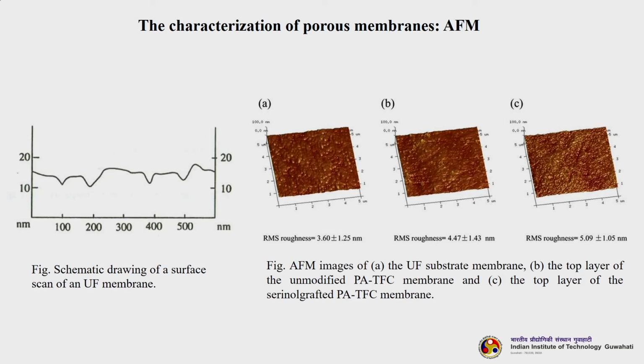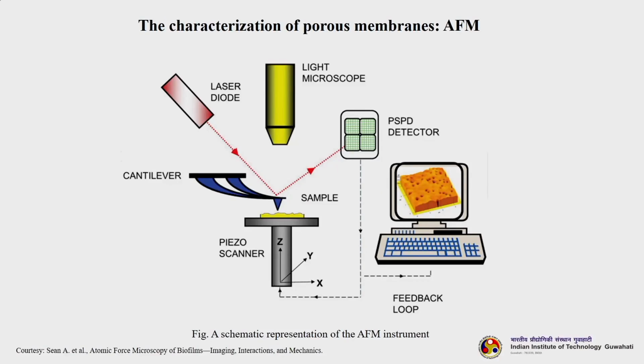You can see on this side the schematic drawing of a surface scan of an ultrafiltration membrane. In this particular image, there are 3 images showing the AFM images of an ultrafiltration substrate membrane, this one A. Then B is the top layer of the unmodified membrane, and C is the top layer of the serinol grafted membrane. If we make it a little bigger, we can understand it a little better. However, we can understand from the image that there are distinct features which can be noticed for different types of materials.